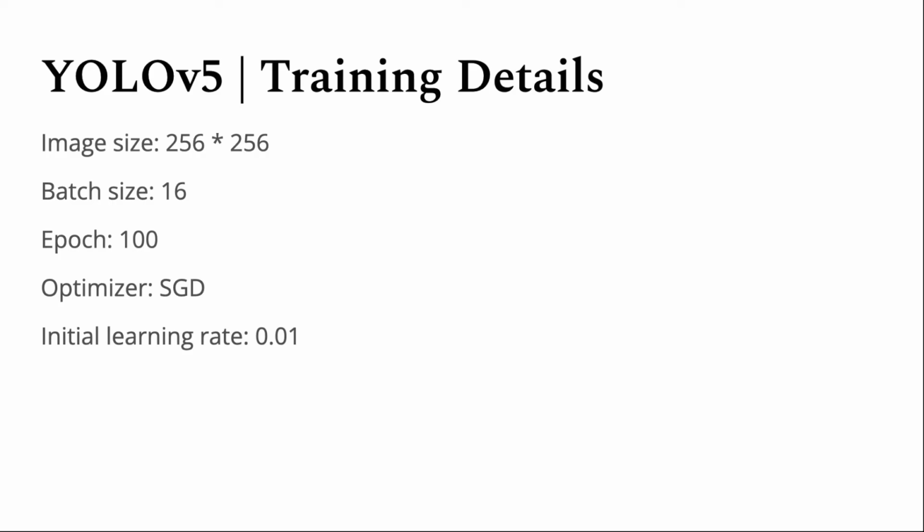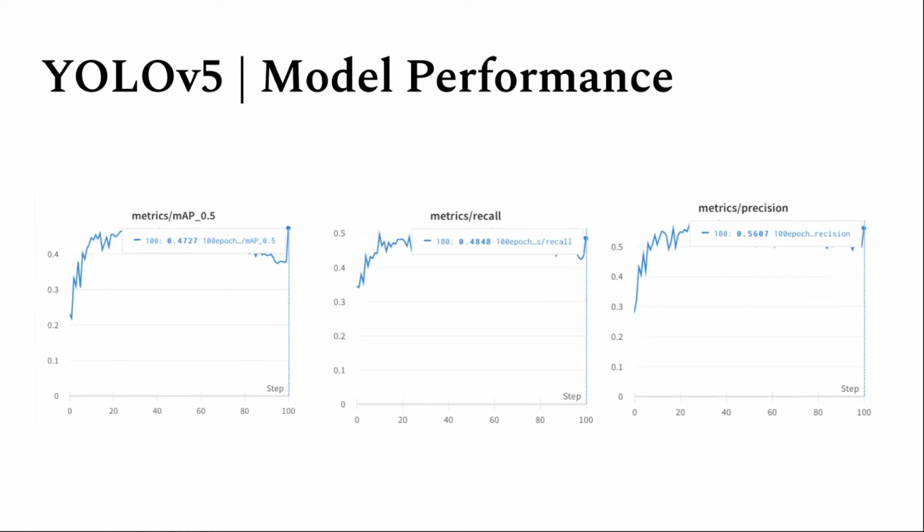And here are our training details. We have tried different hyperparameters, and here are the ones that we chose for the training. And here's our model performance. As you can see, we have the precision of 0.56, which is higher than the Faster R-CNN, although we didn't show it on the previous slides.